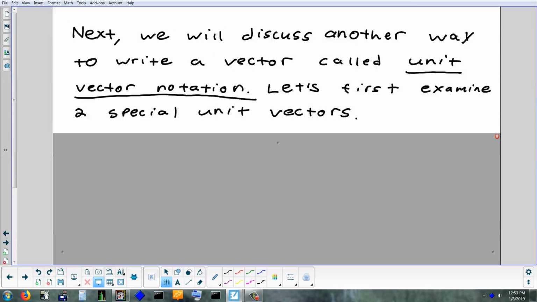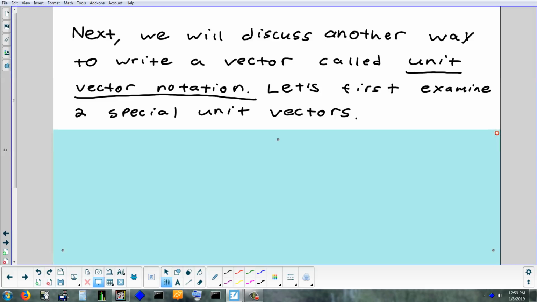Can someone remind me again, what does it mean if a vector is a unit vector? There's something special about it. Yeah, it has a magnitude of 1. And remember, magnitude means length. We had some trouble with that in the first class. Magnitude is just the length of the vector. If you draw it on paper, how long is it? That's it, magnitude. So I'm going to define two special unit vectors right now.